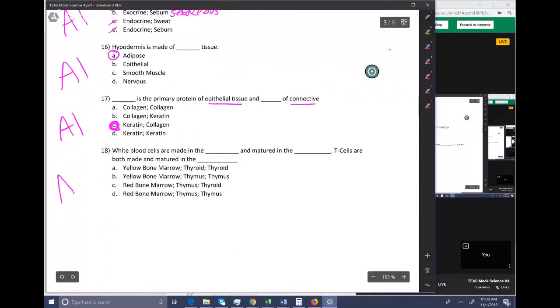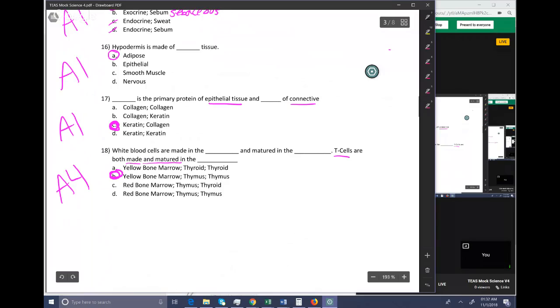18 is from Anatomy 4. White blood cells are made where and matured where? And then there's another sentence that says T cells are both made and matured where? Your correct answer to this one would be B.